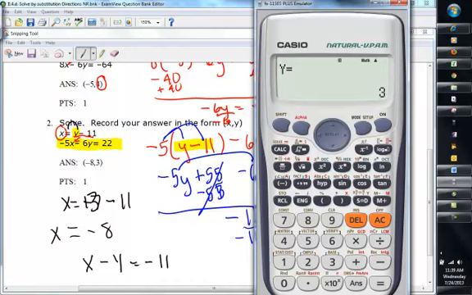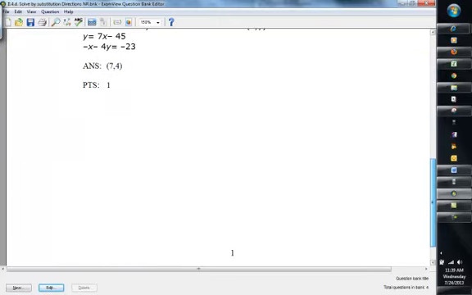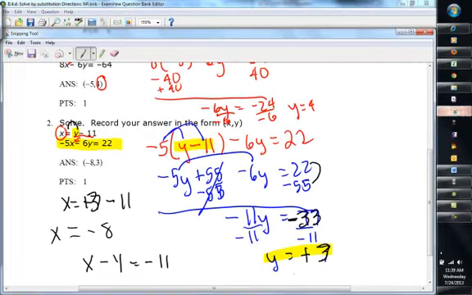So let's go to the next ones. Solve these two equations.